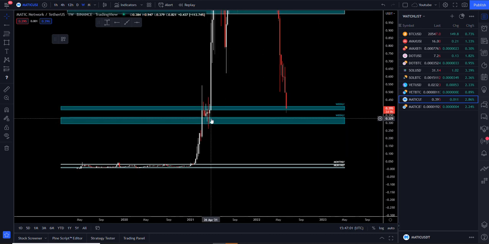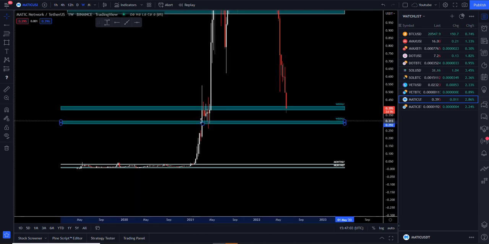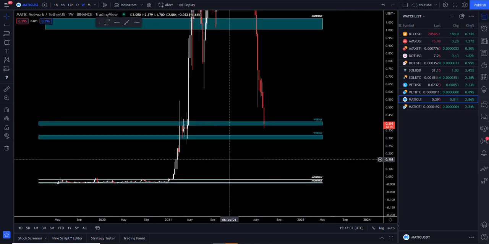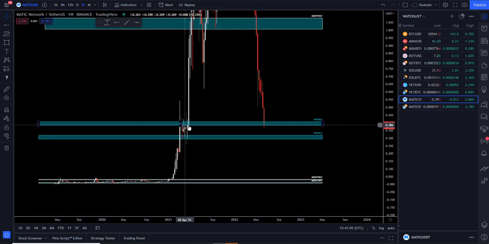So yeah, in terms of, in fact, that box is a little bit big. I might go a little bit smaller actually. There we go. That looks a lot better. So yeah, there you go, guys. As I say, we're sat right on a weekly level here.